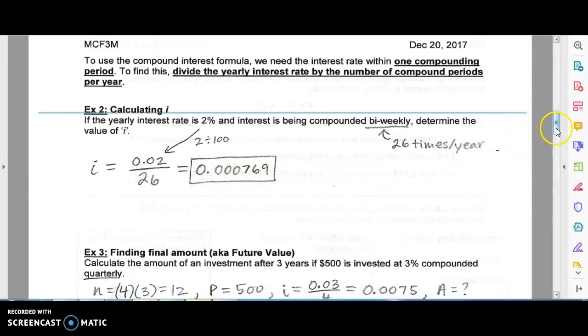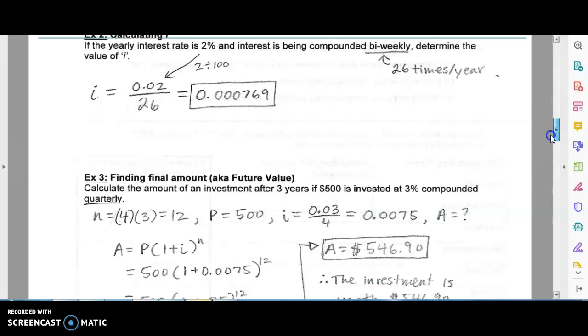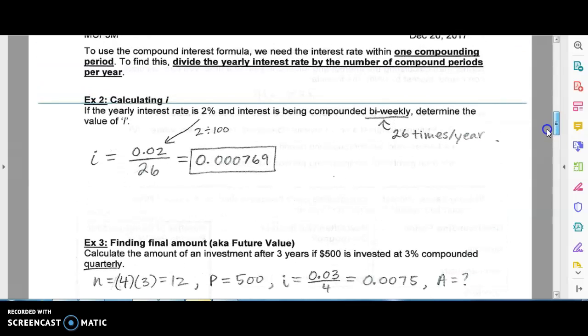In the formula, what's in the box is what we would plug in for the I value. Now let's look at an example asking us to use the formula for compound interest. It says finding the final amount, so the future value, so we know we're solving for A. Calculate the amount of an investment after 3 years if $500 is invested at 3% compounded quarterly.